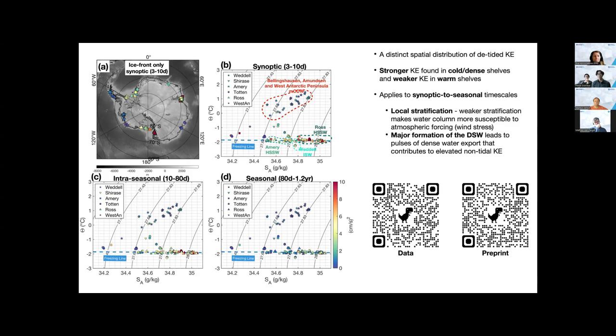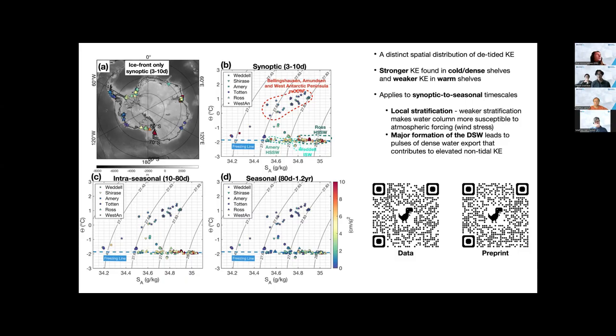And another hypothesis is that these cold and dense shelf regions are also the main formation site of the dense shelf water, which could lead to the process of strong export of this very dense water that can contribute to the elevated non-tidal kinetic energy.